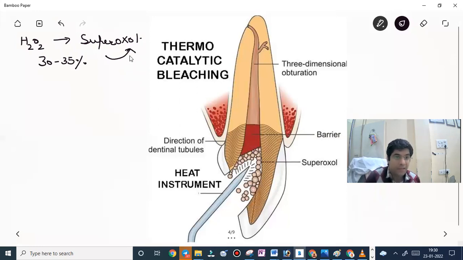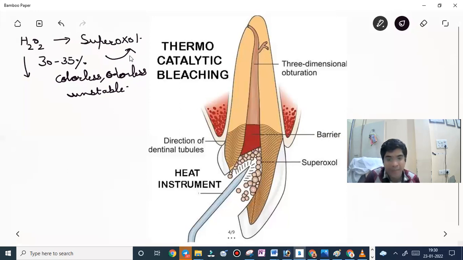So what you should know is the properties of hydrogen peroxide. It is colorless, it is odorless, it is unstable, and since it is unstable, we keep it away from the heat. It is stored in light-proof amber bottles.